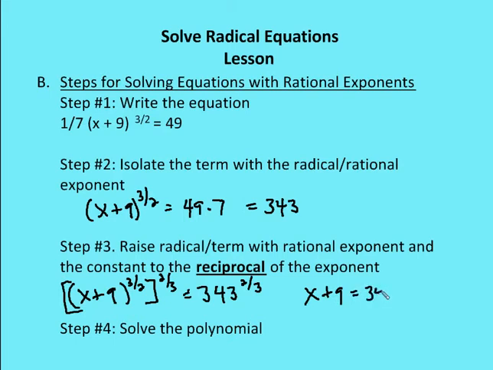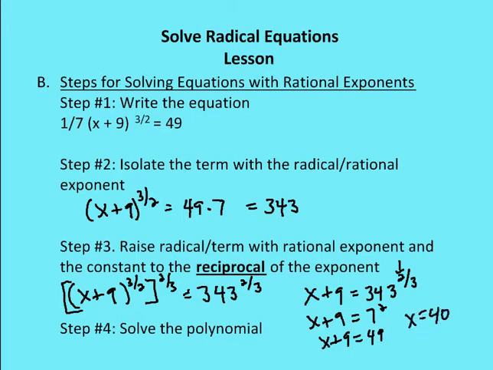And that's going to be equal to 343 to the 2/3. Now I ask myself, are there any perfect cubes in 343, or factors of 343? And if I'm not mistaken, 7 is the cube root of 343. So now I have x plus 9 is equal to 7 squared. I've taken the cube root of 343, which leaves me with 7 squared. And I have x plus 9 is equal to 49. Subtract 9 from both sides, x is equal to 40.